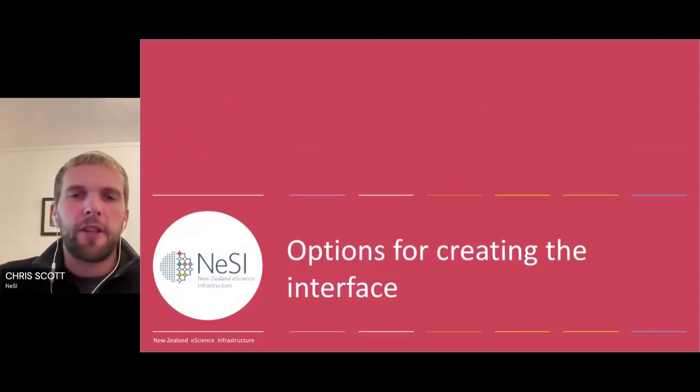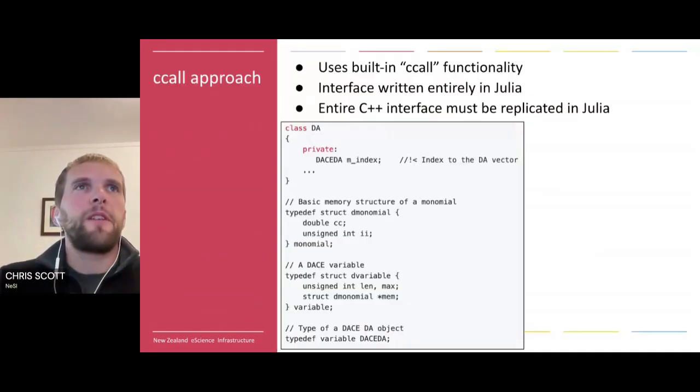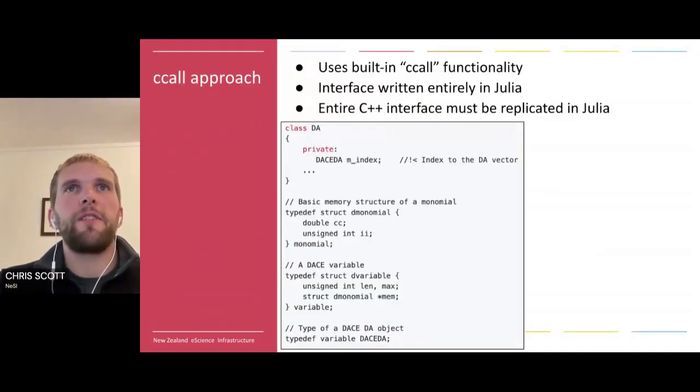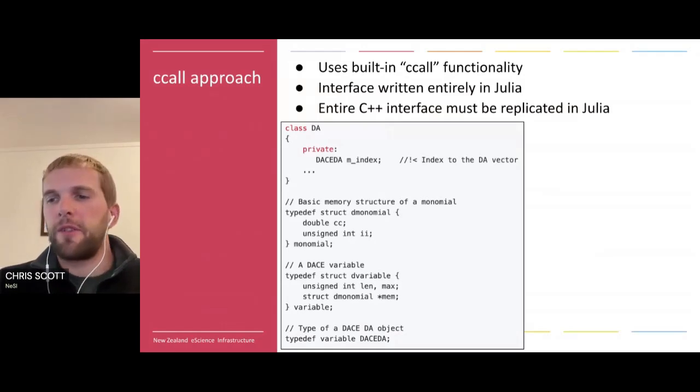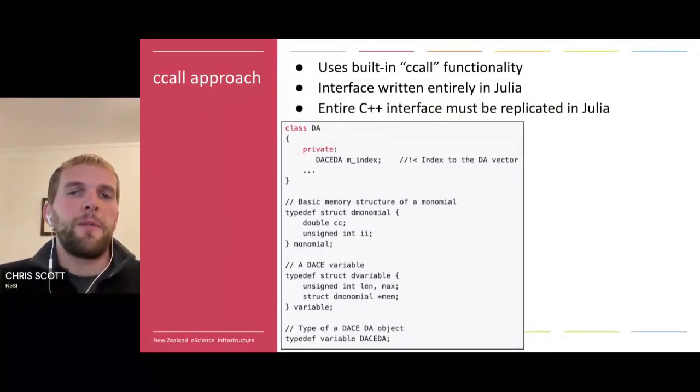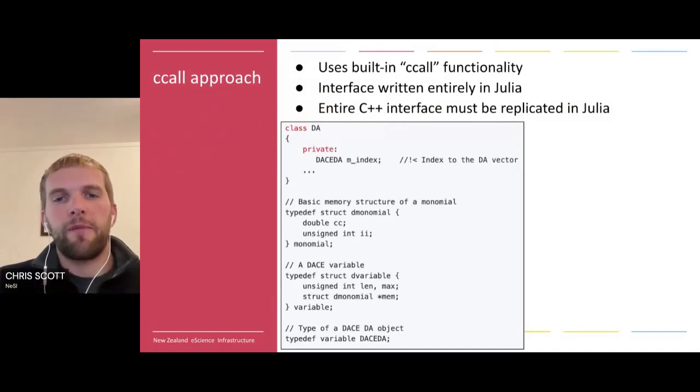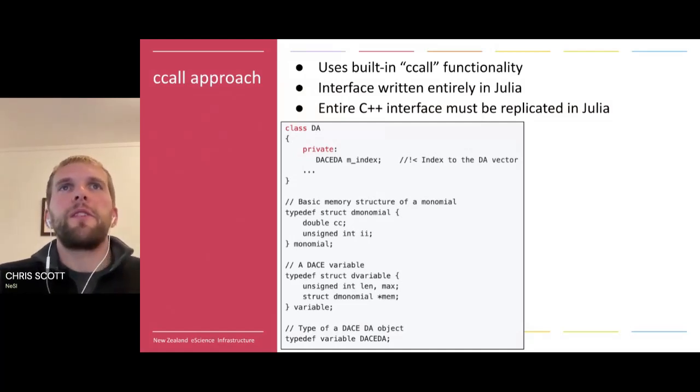So first, I'm going to look at a couple of different options for how we could interface from Julia to this C++ library. And the first option is called ccall. This is built-in Julia functionality, which allows you to call C and Fortran functions from Julia. You just need to have your C or Fortran or C++ code compiled as a shared library, and you can then call functions within that using ccall. So with this approach, the interface would be written entirely in Julia.